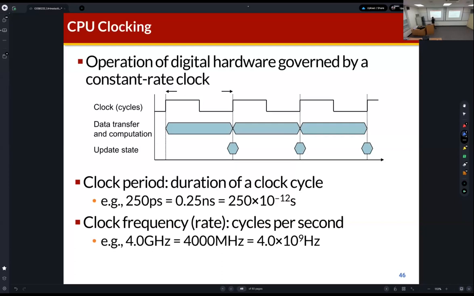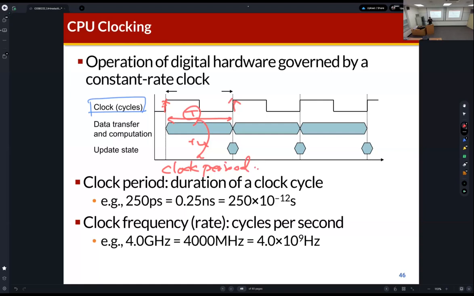So this is the CPU clock. This is the typical clock signal, where the rising and falling edges of the rectangular signal are repeated. The repetition period is called T, and this T is the time between this rising edge and the next rising edge. So this is the clock period.